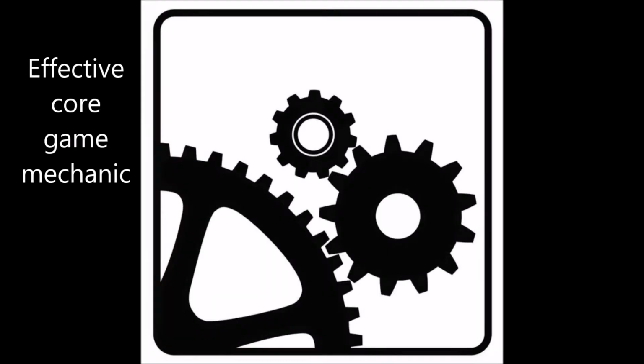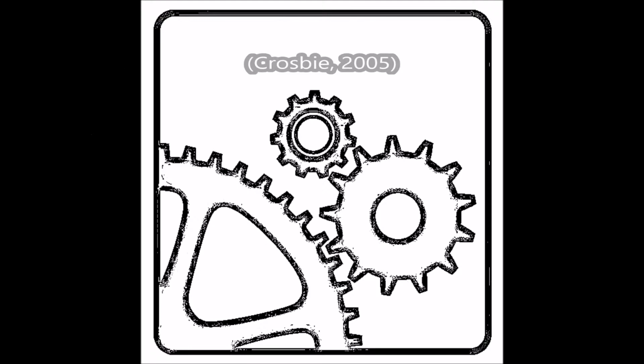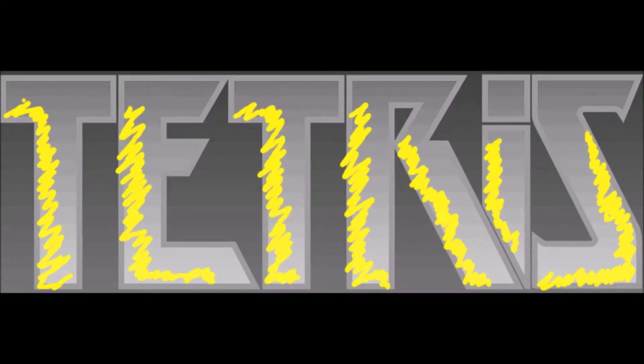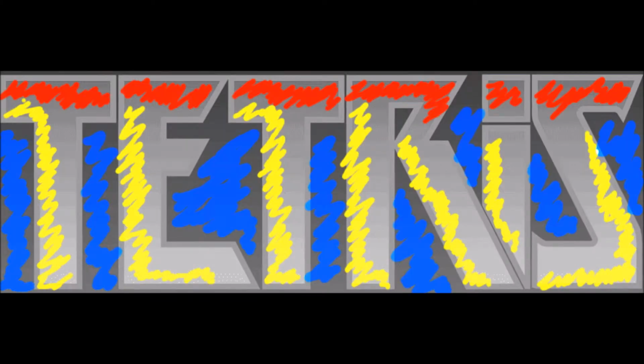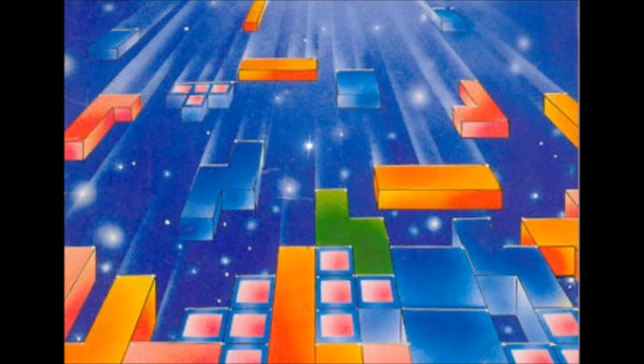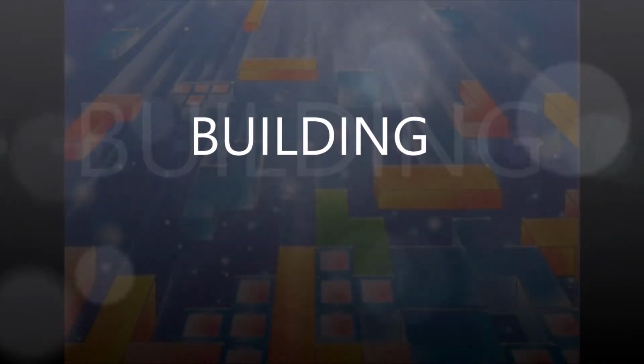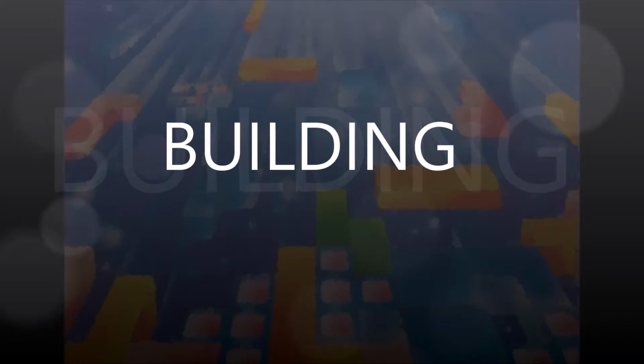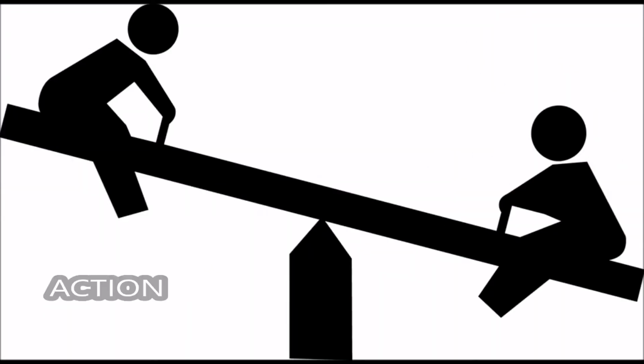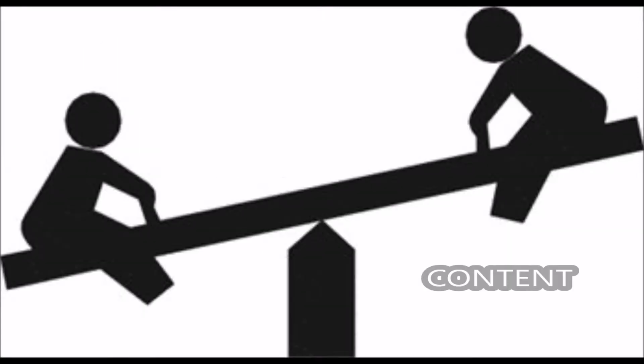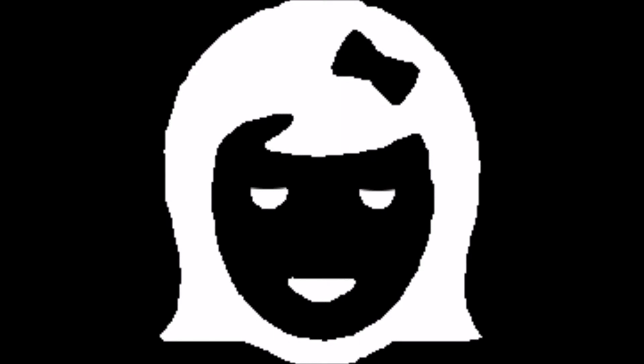What makes a good game is the effectiveness of the core game mechanic. Take the game of Tetris. The core game mechanic or action is building. All other game attributes are secondary. Student game designers must balance between the action of the game and the intellectual content they wish their audience to learn. Let's ask Susie some more questions about her game.